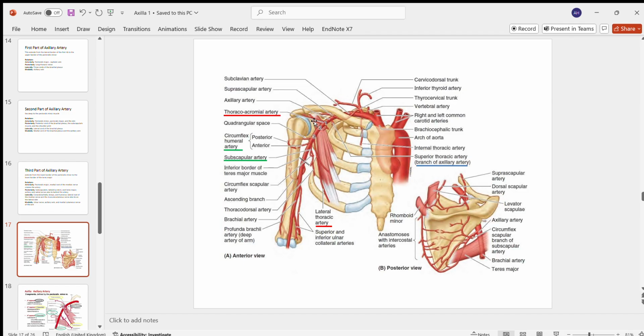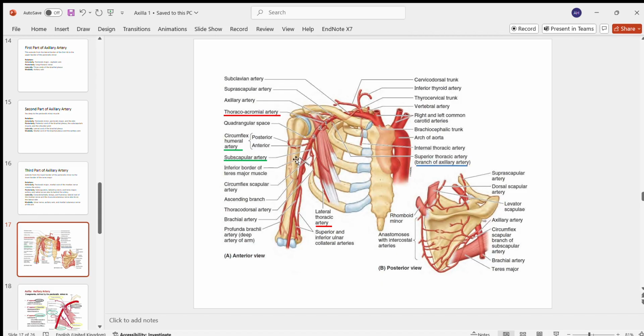One is the thoracoacromial artery and one is the lateral thoracic artery. The thoracoacromial artery further has four parts I'll discuss in the next slide. And the lateral thoracic artery is the one that is supplying the breast. The third part gives off three branches.